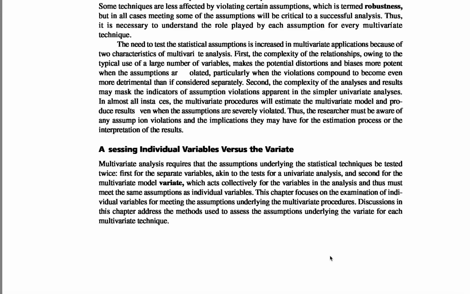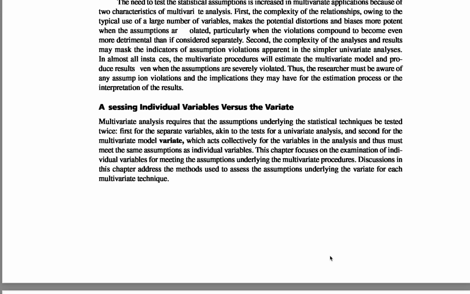In almost all instances, the multivariate procedure will estimate the multivariate model and produce results even when the assumptions are severely violated. Thus, the researcher must be aware of the assumptions and violations and the implications they may have for the estimation process or the interpretation of the results.